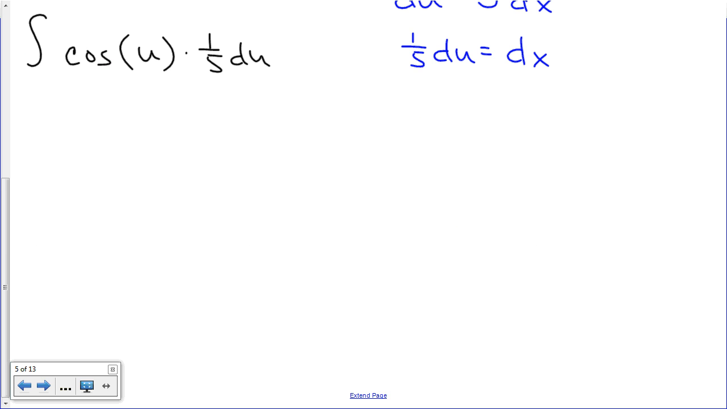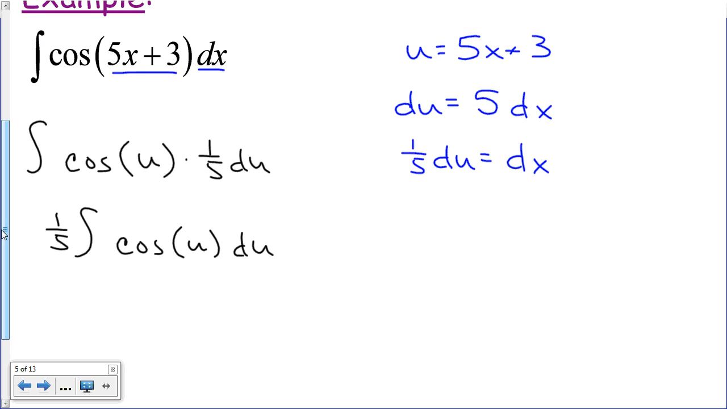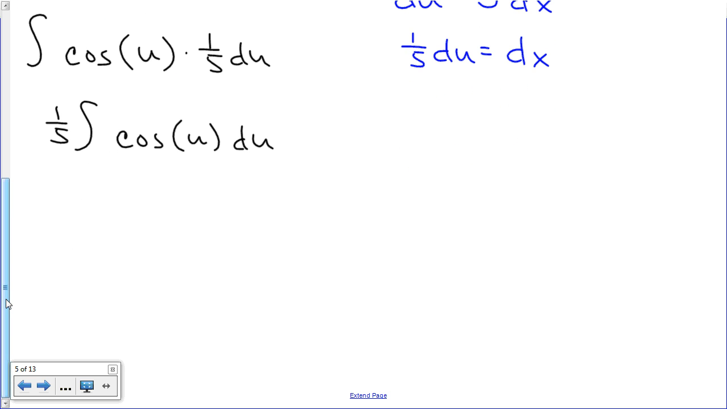Now I'm going to use our property here that says if we have the integral of a constant times a function, I can bring the constant out front, so that's 1/5 the integral of cosine of u times du. And now at this point, before you start integrating, stop and look at this and determine whether you've simplified the problem or not. If you go back to the original, is it easier to integrate cosine of 5x plus 3, or is it easier to integrate the cosine of u? If you've made the problem simpler, then continue on. Find the antiderivative and be done with this. If you've made it more complex, then go back to the original. But we've definitely simplified this.